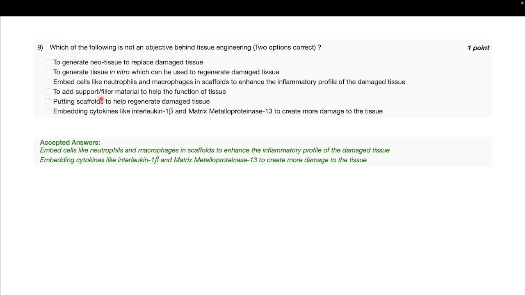So the only two options that don't fit are embedding cells like neutrophils and macrophages in scaffolds to enhance the inflammatory profile of damaged tissue. No, we don't want to do that in any case. Forget about tissue engineering, why would you want to enhance inflammation is beyond my explanation, because this is the incorrect option. Or embedding cytokines like interleukin 1 beta and matrix metalloproteinase 13 to create more damage to the tissue. Again, we don't want to damage the tissue any further. So these two options are the correct answer for this question. We don't want these two things. So tissue engineering is basically not done for these two things. The rest of the options are correct.